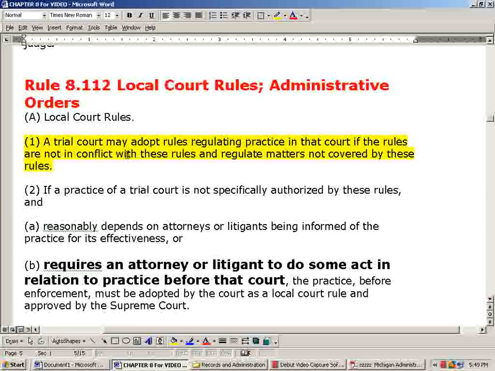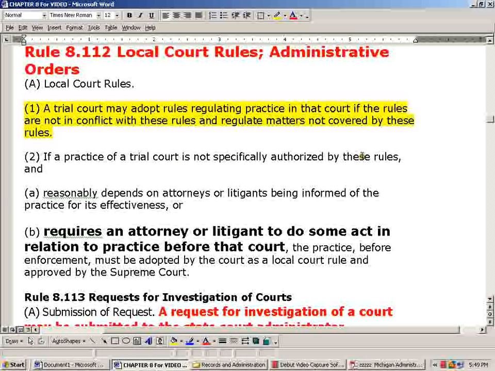The trial court may adopt rules regulating practice in that court if the rules are not in conflict with these rules and regulate matters not covered by these rules, such as requires an attorney or litigant to do some act in relation to practice before that court.